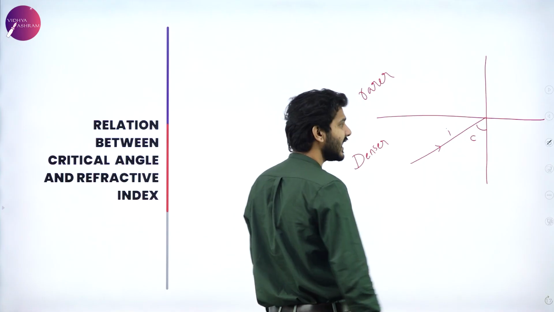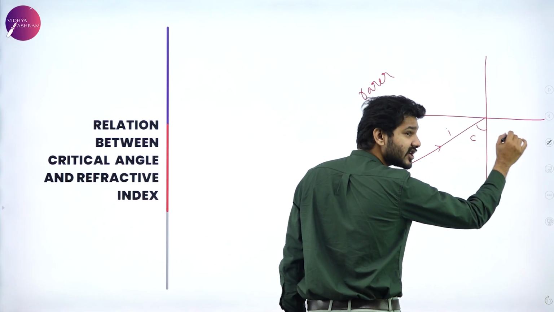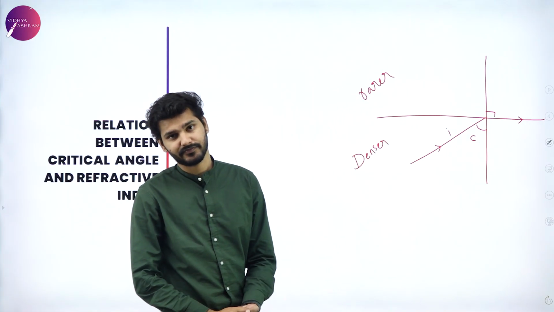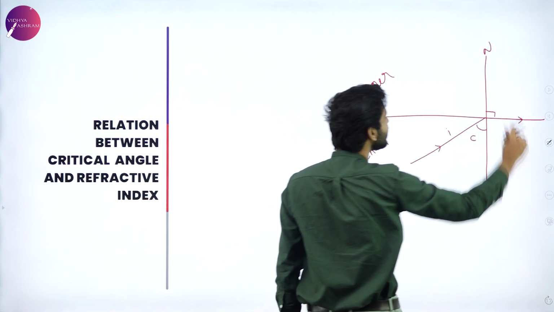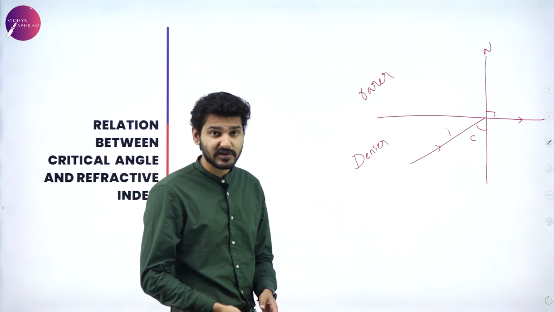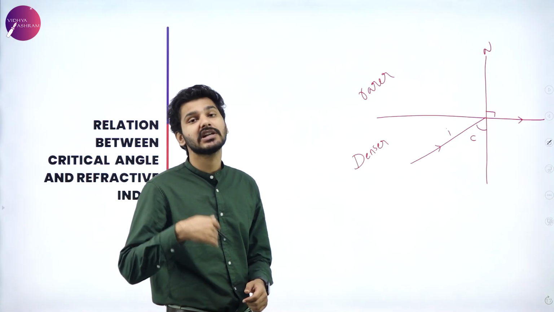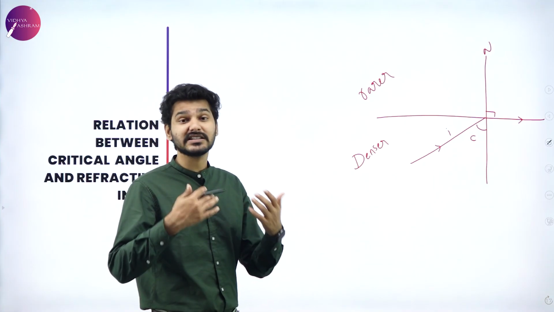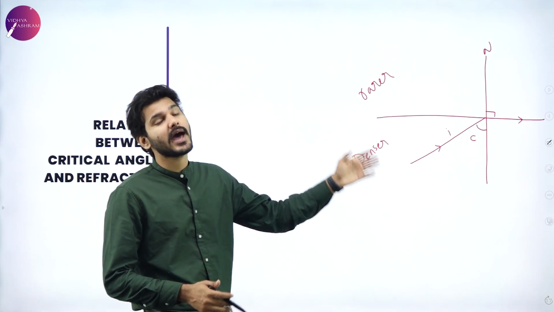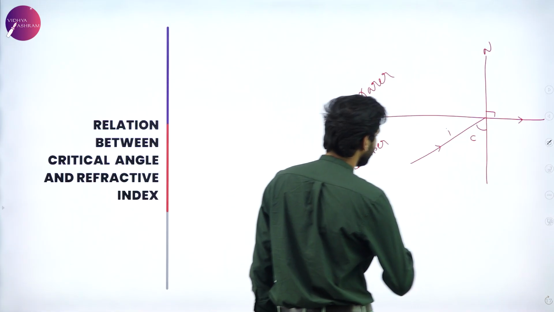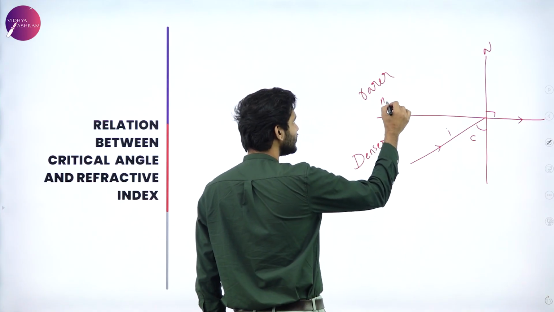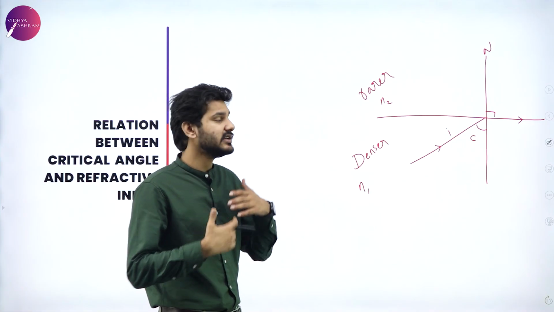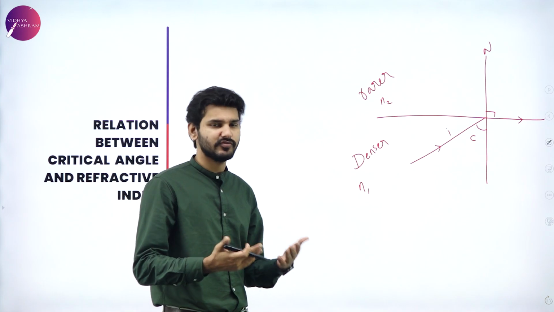Then the refracted ray is now making an angle of 90 degrees with the normal. This is the normal. If the refracted ray is making an angle of 90 degrees with the normal, we can say that the incident ray has approached the critical angle. If the angle is increased more than the critical angle, the phenomenon of total internal reflection is going to take place in that particular medium. Let's say this is medium 1, N1, and this is medium 2, N2. So N1 is the refractive index of material medium 1, and N2 is the refractive index of material medium 2 with respect to each other.